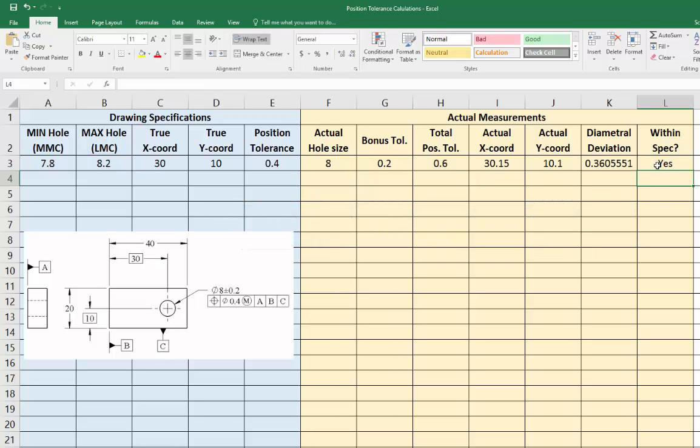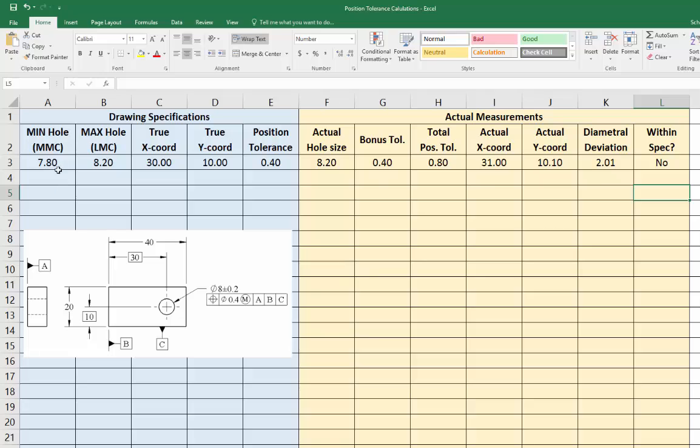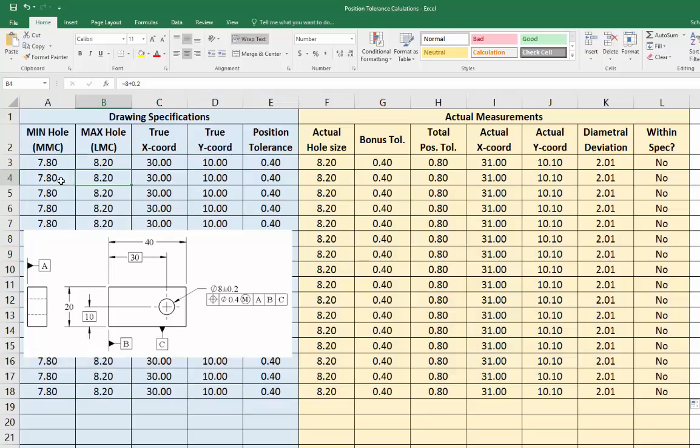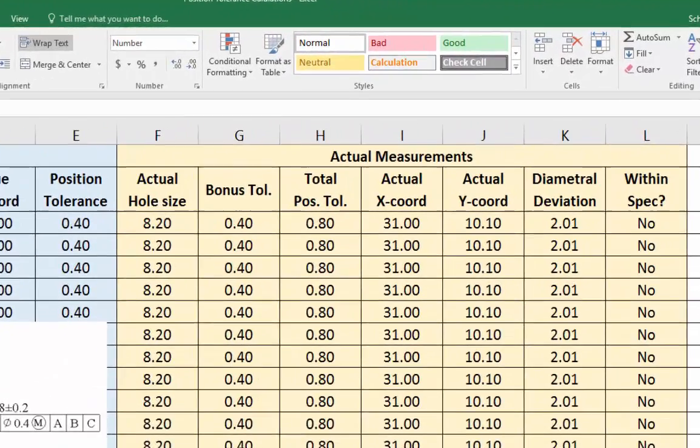So this now indicates that the part is within specification because the actual hole size is between the smallest and largest possible holes, and the deviation is less than the position tolerance, including the bonus tolerance. Now that I have this spreadsheet created, I can highlight this row and just copy it down multiple times. Now I can keep track of many different measurements to see if the part is within spec.